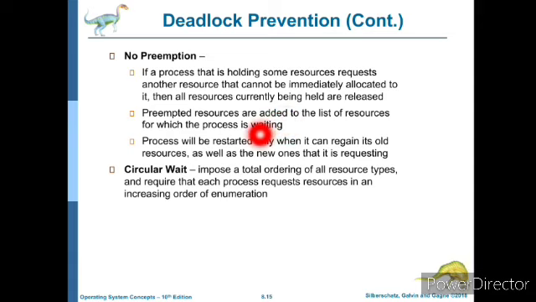While it is waiting, some of its resources may be preempted, but only if another process requests them. A process can be restarted only when it is allocated the new resources it is requesting and recovers any resources that were preempted while it was waiting. So this protocol is often applied to resources whose state can be easily saved and restored later, such as CPU registers and memory space. It cannot generally apply to resources such as mutex locks and semaphores.